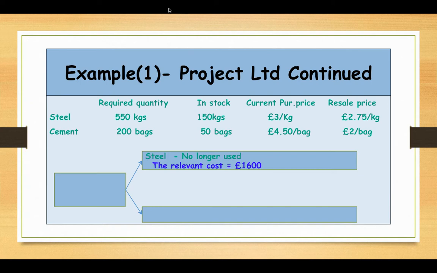Now we'll look at the cement. Cement, which is regularly used by the company. No matter whether you have quantity in stock or not, you have to charge the current purchase price. So which is 200 bags times £4.50, that is the current purchase price. So the total relevant cost of cement is 900. So if you look at the total cost of those materials, it is steel 1600 plus the cement 900, which is £2,500.